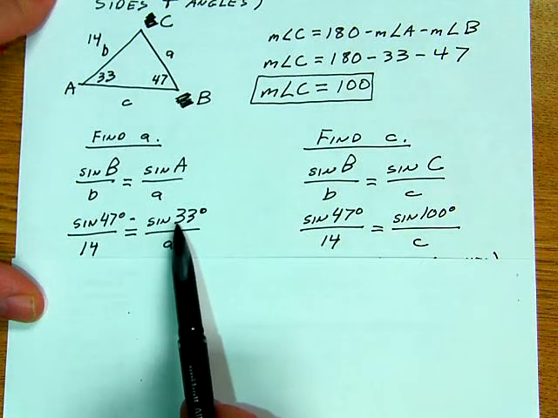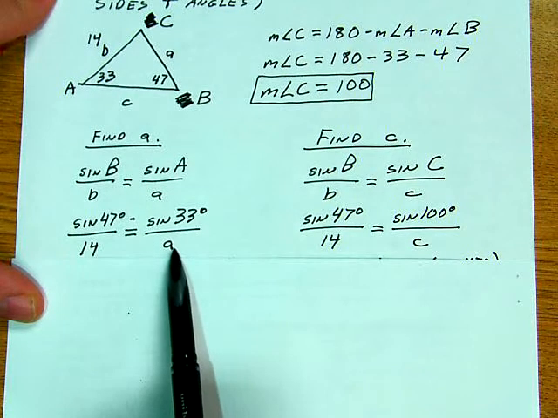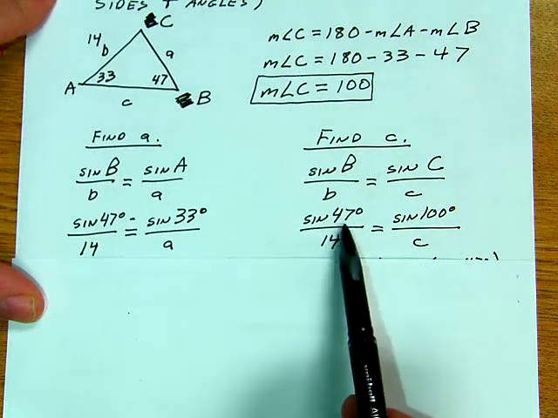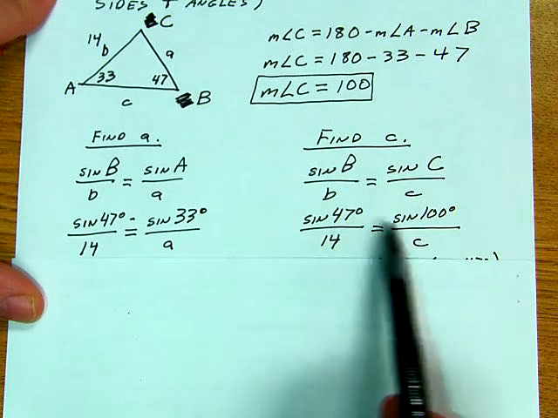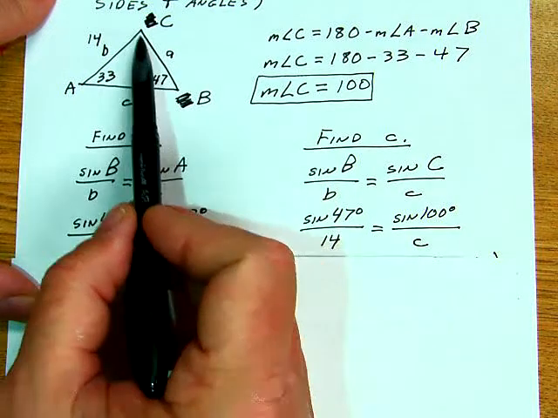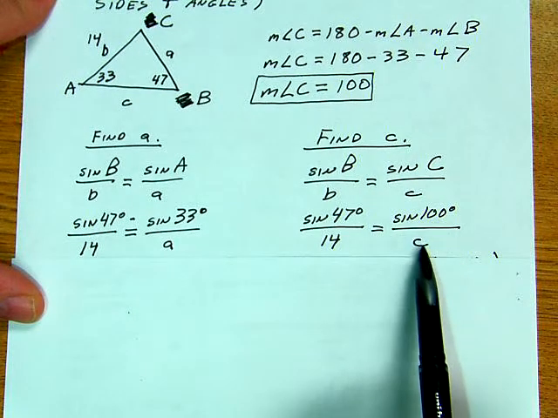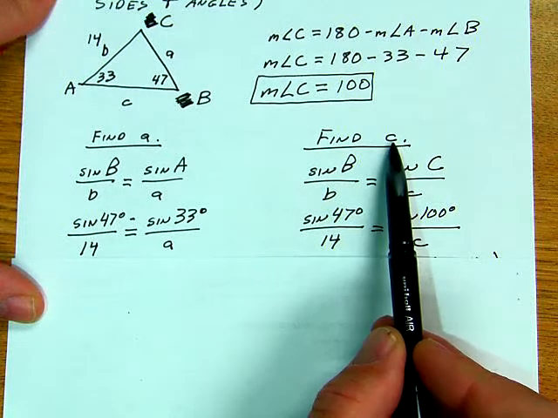So then all we have to do is get the sine of A, which is 33 degrees, over A, which is what we're going to solve for. And on this problem, the sine of C is 100. Remember, we just solved for that right here, so that angle right there is 100. So sine of 100 over C, which is what we're solving for on this side.